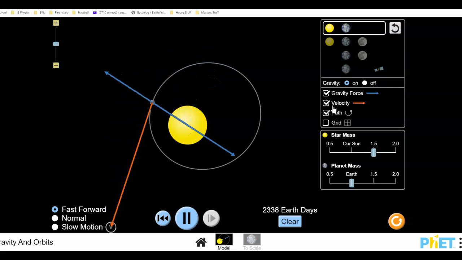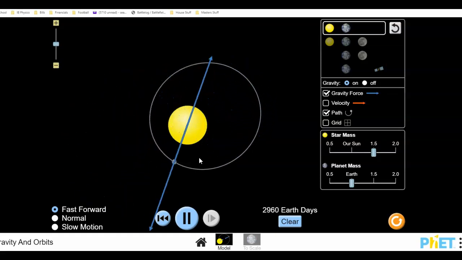Okay, I want you to pay attention to two things. Number one, the force of gravity, and number two, the velocity. So let me turn off this arrow. Pay attention to how the blue arrow, which represents the force of gravity, changes as the Earth gets closer to the Sun. Hopefully you can see that as the Earth gets closer to the Sun, the force of gravity gets bigger. And then as it gets farther from the Sun, it gets smaller. Which is exactly what we've been talking about for two videos, so that should make sense.